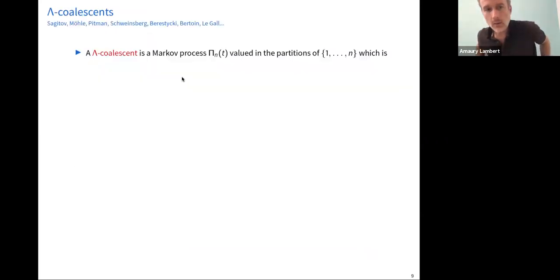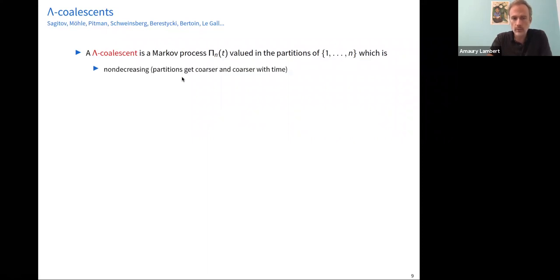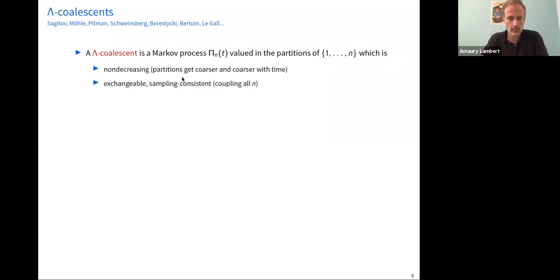So before I introduce a generalization of the multi-species coalescent, I need to introduce a generalization to the Kingman coalescent. There are various generalizations, but the main one is called the lambda coalescent. The lambda coalescent is a Markov process, pi sub n of t, valued in the partitions of 1 to n, as the Kingman coalescent. And you have to make several assumptions. The first is that it's a coalescent, so it's non-decreasing, meaning that partitions get coarser and coarser with time until you get to the absorbing point where you have the whole 1 to n as a state.